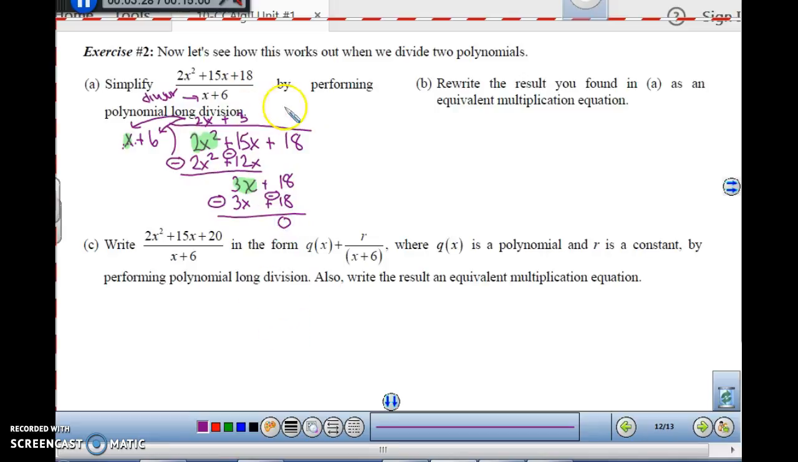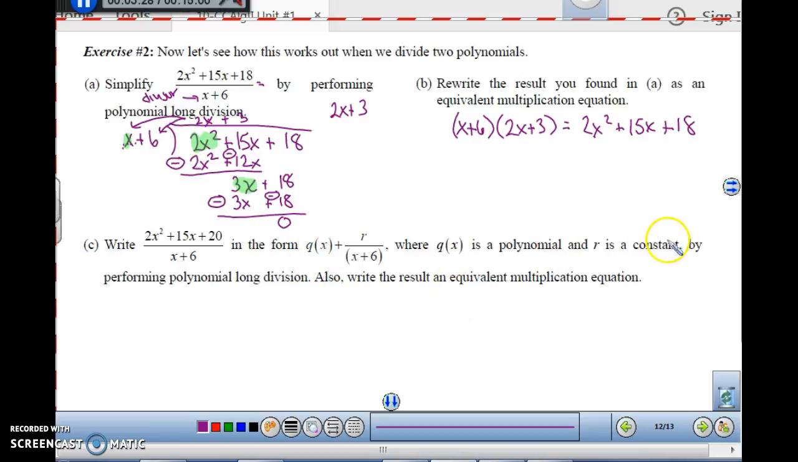Okay, so simplified, this equals 2x plus 3. So the result is an equivalent multiplication equation: x plus 6, the divisor, times the quotient, 2x plus 3, should give me 2x squared plus 15x plus 18. Now again, we could have factored this and then canceled out the x plus 6, and that would have been fine. But this specifically said long division.